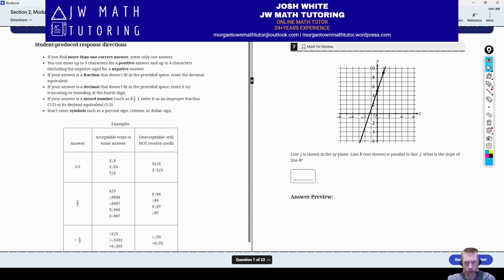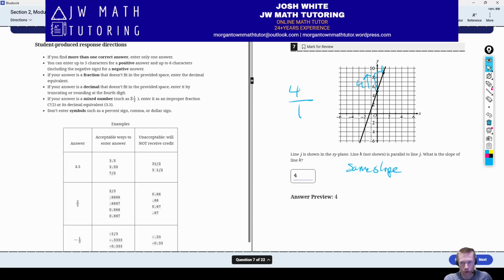Next, we have a graph of a line. This is question number 7. This is line J, and you have another line which is parallel to this line. What's the slope of this other line? Well, because the lines are parallel, their slopes will be the same. So we just have to figure out the slope of this line. Now, the fastest way is to just count it. Notice you go up 1, 2, 3, 4, and you go to the right 1. So the slope is going to be positive 4 over positive 1, or just 4.